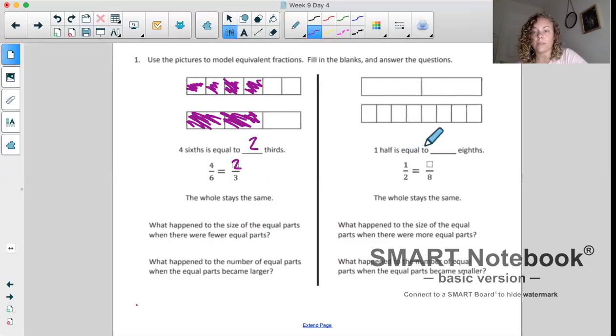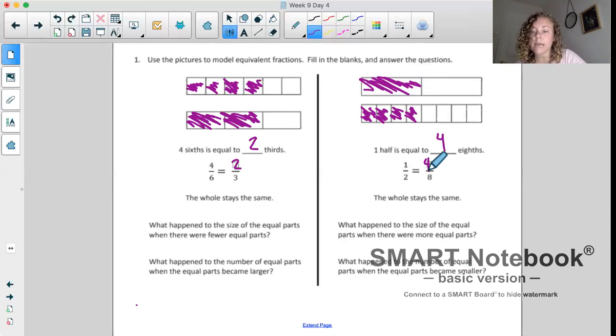All right, 1/2 is equal to blank eighths. Here's 1/2. And then I start shading my eighths until I have the same amount. 1/8, 2/8, 3/8. Still not there. 4/8. Okay, we have 4/8 is equal to 1/2. 1/2 is equal to 4/8. The whole stays the same.